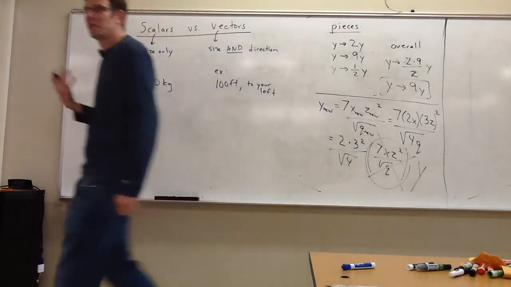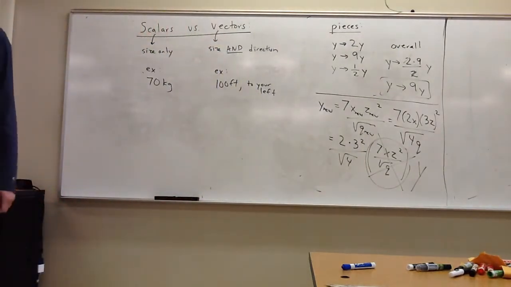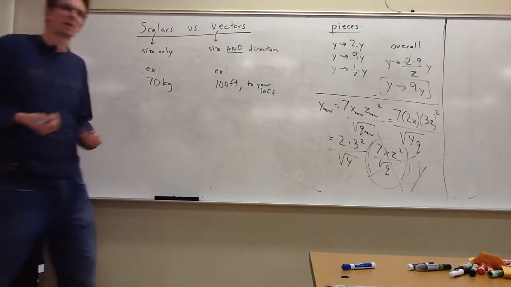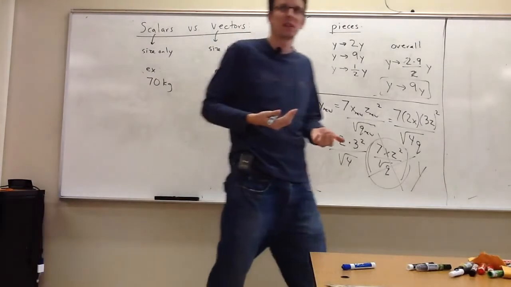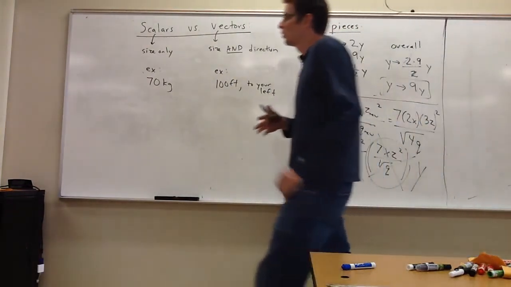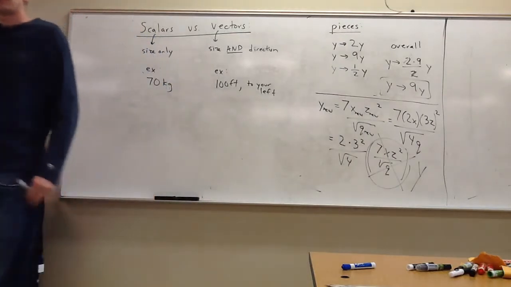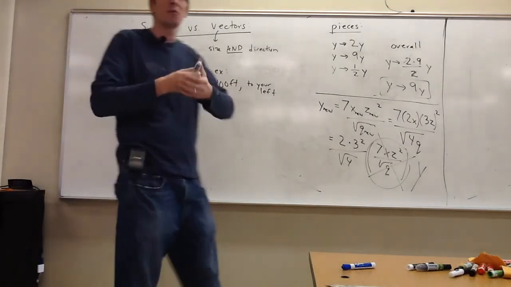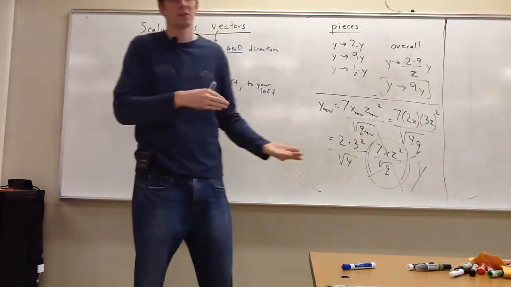Some pieces of information just naturally lend themselves to that. It would be very strange to say, I'm 70 kilograms to the left. That doesn't make any sense, because mass is not a vector. But some quantities, it makes sense. So what we will do in this first bunch of stuff that we do is we will introduce a bunch of quantities that are useful for physics, some of which are scalars and some of which are vectors.